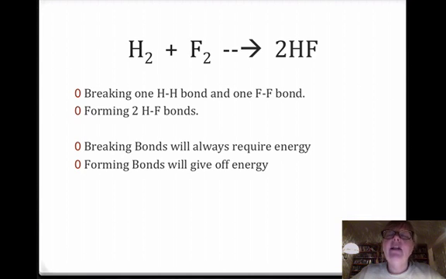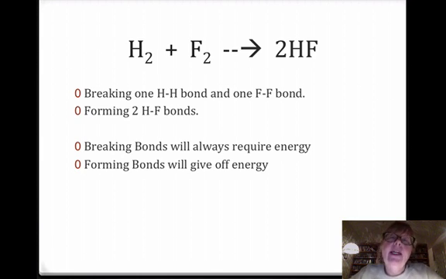And so to tell if a reaction overall is going to be endothermic or exothermic, you look at how much energy it takes to break the reactant molecules' bonds, and then how much energy is given off when you are forming the new bonds.